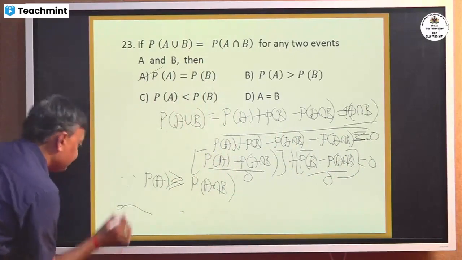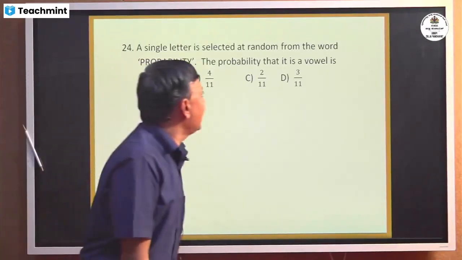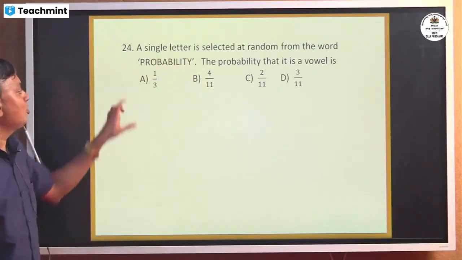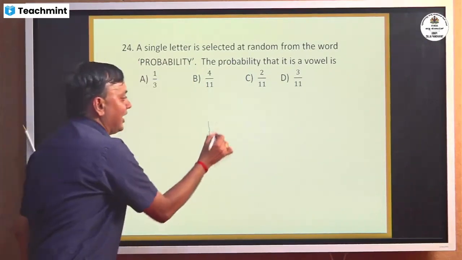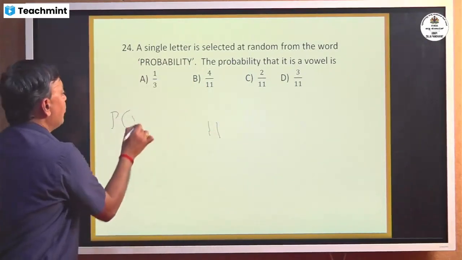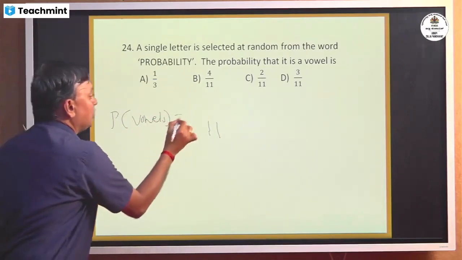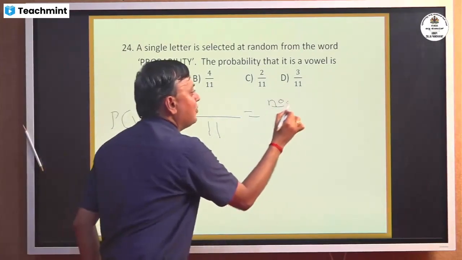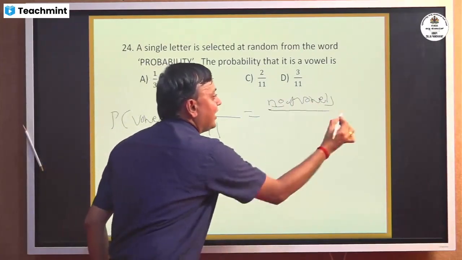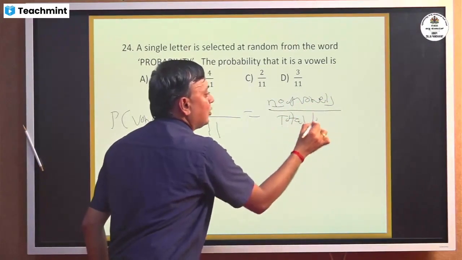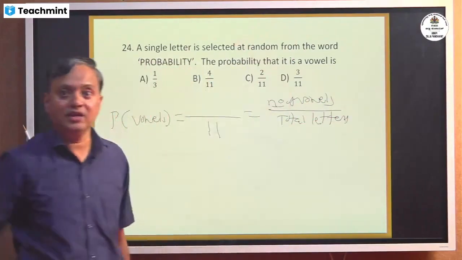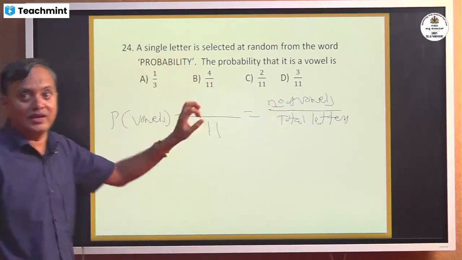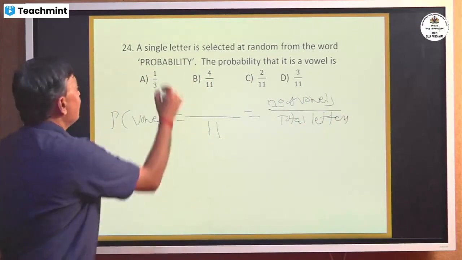Next question. A single letter is selected at random from the word probability. The probability that it is a vowel. So here, in probability, there are total 11 letters. Then probability of vowels, the formula is number of vowels divided by total letters in the given word. So the word probability has 11 letters, among which the vowels are A, E, I, O, U.